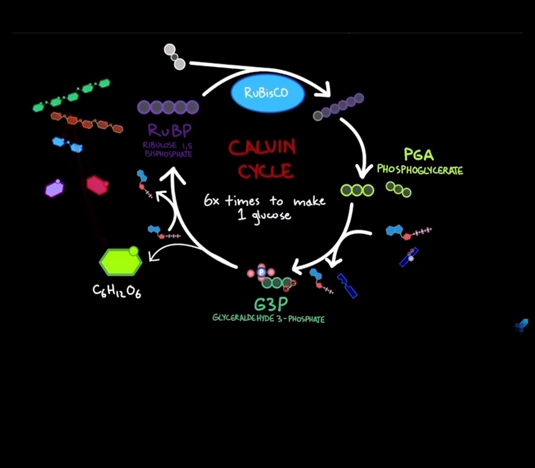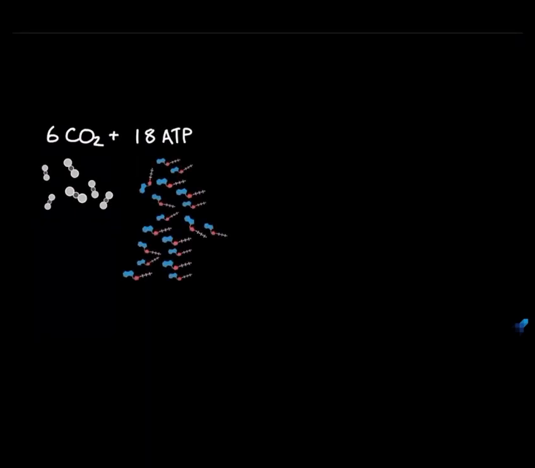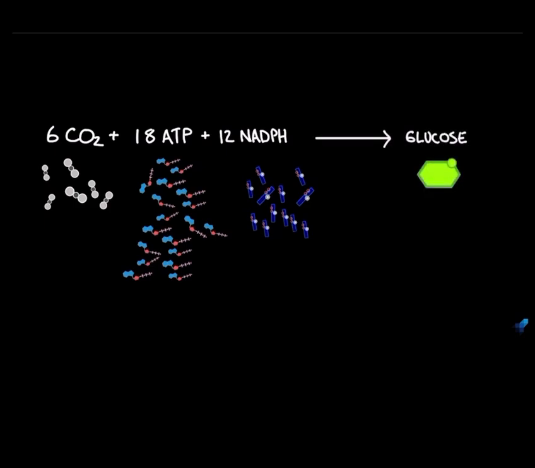But the overall chemical formula for the Calvin cycle is as follows. It's unlikely that you will have a question on these numbers here. Just appreciate the complete process. So again, it's 6 CO2 molecules plus 18 ATP plus 12 NADPH is going to yield 1 glucose molecule.